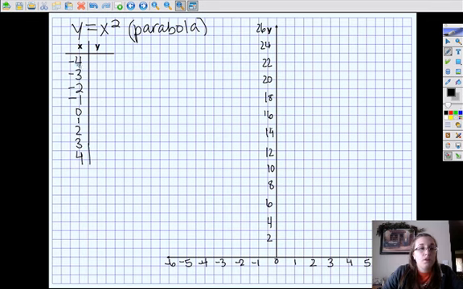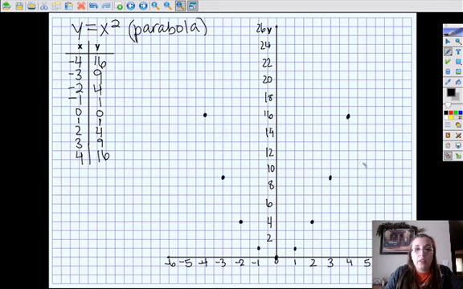So negative 4, I'm just going to take x squared to get my y, so I'm going to take negative 4 squared, that gives me 16. Negative 3 squared gives me 9. Negative 2 squared gives me 4. Negative 1 squared gives me 1. 0 squared is 0 because 0 times 0 equals 0, right? Okay, and 1 squared equals 1. 2 squared equals 4. 3 squared equals 9. And 4 squared equals 16. So let's go ahead and graph those.